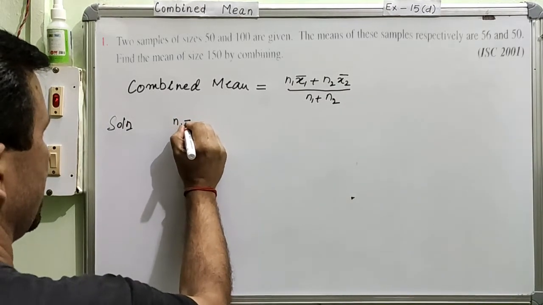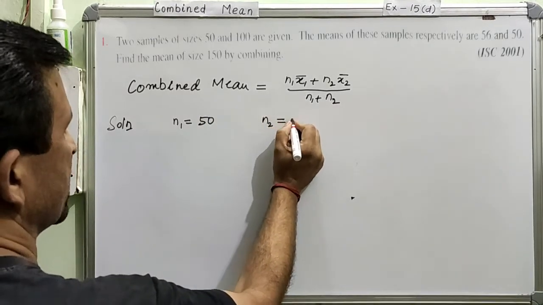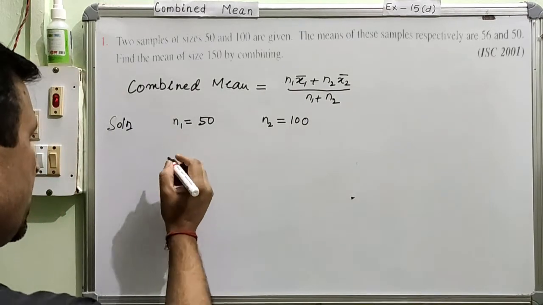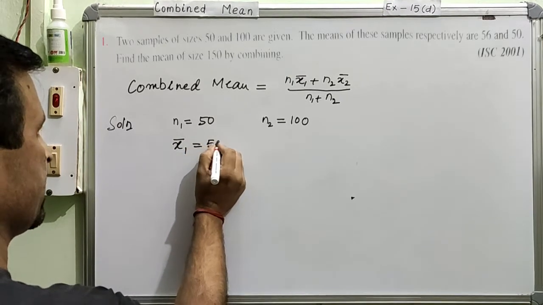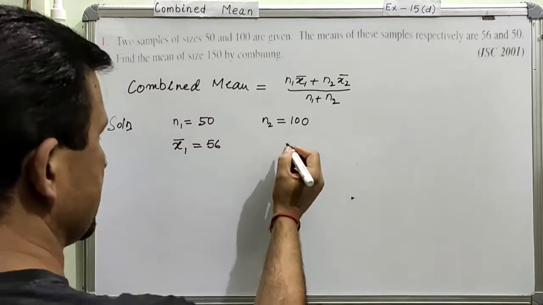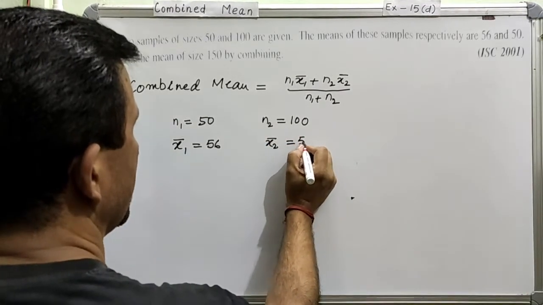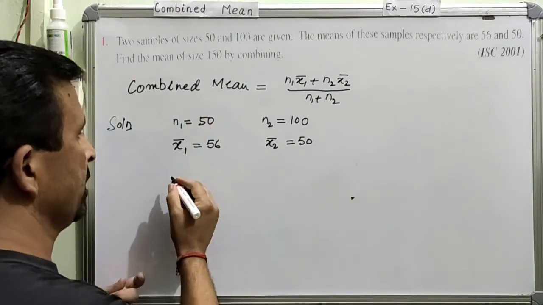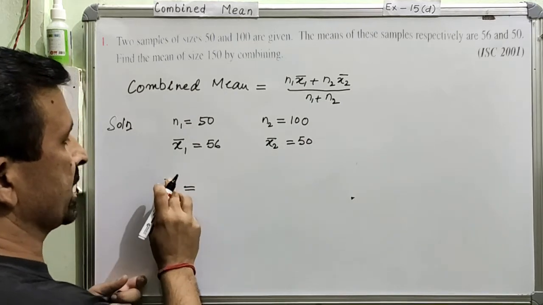N1 is equal to 50. N2 is equal to 100. Is it okay? Then the mean of this many students is equal to 56 and the mean of this other 100 is 50. So this is the information we have. Now we are asked to find out the combined mean. So let us calculate the combined mean.